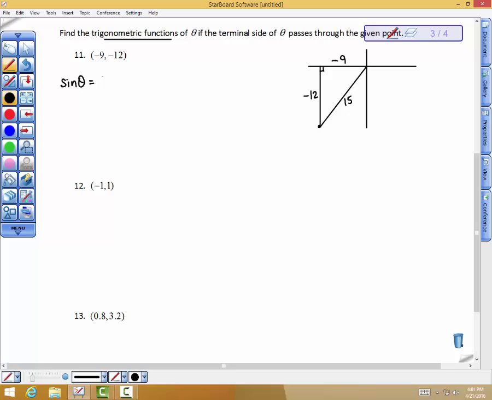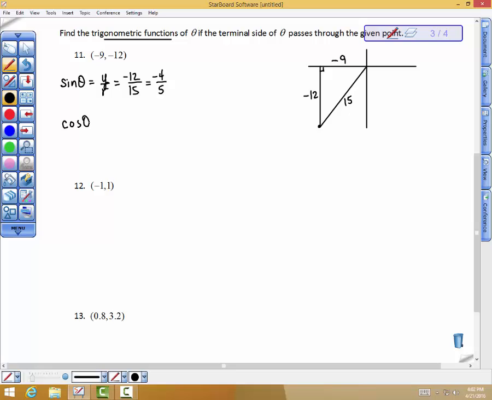I want you to tell me that the sine of theta is defined as y over r. And y in this problem is a negative 12. R is the hypotenuse of 15. And please go ahead and reduce it. So I think 3 goes into each of these, 4 times up here and 5 times down here.